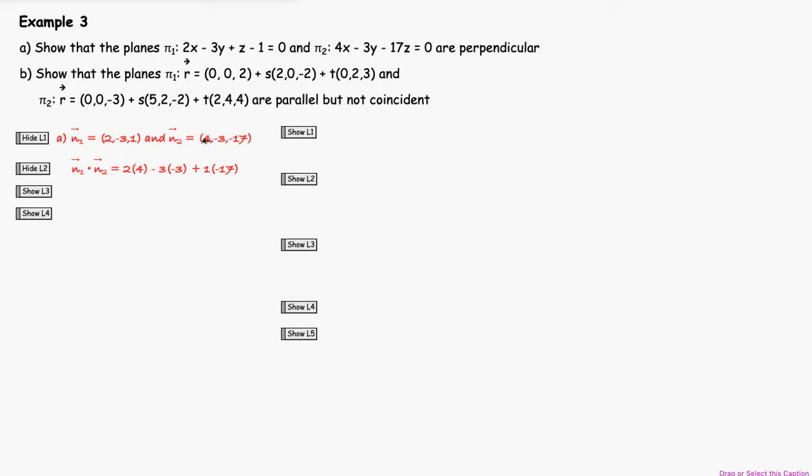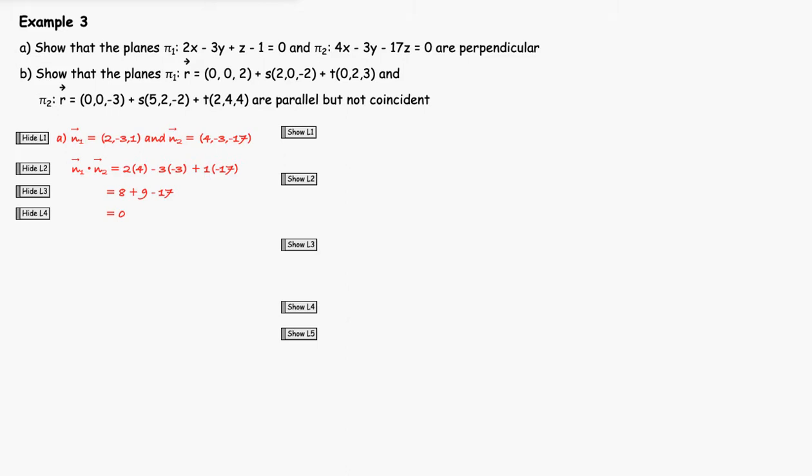So I'm going to have 2 times 4, negative 3 times negative 3. Or no, let's write it this way. 2 times 4 plus negative 3 times negative 3 plus 1 times negative 17. That's going to give me 2 times 4 is 8. So I get 8 plus 9 minus 17. 8 plus 9 is 17. 17 minus 17 is 0. The dot product is 0.